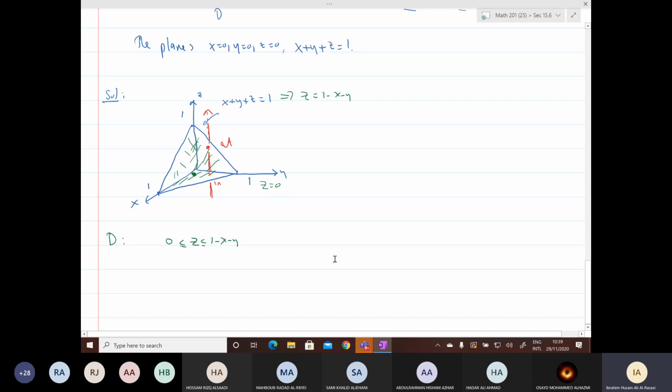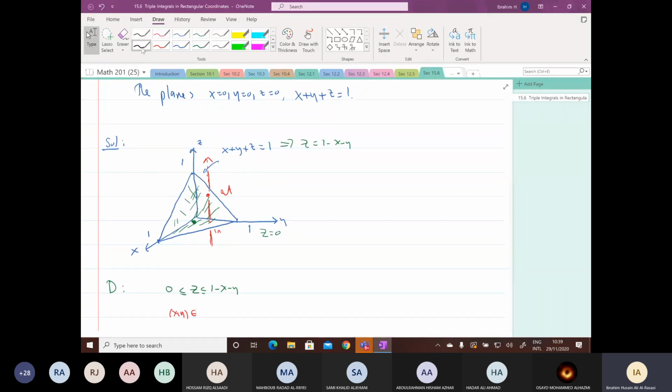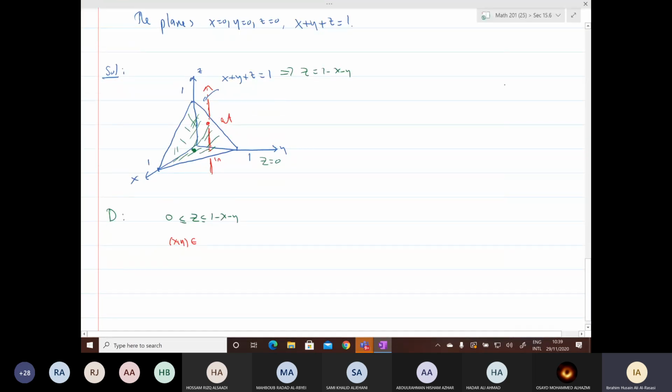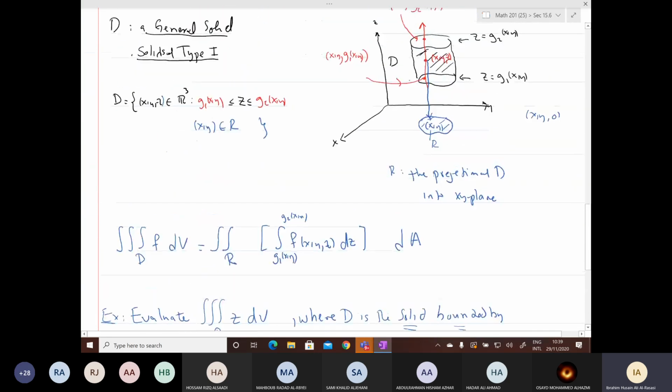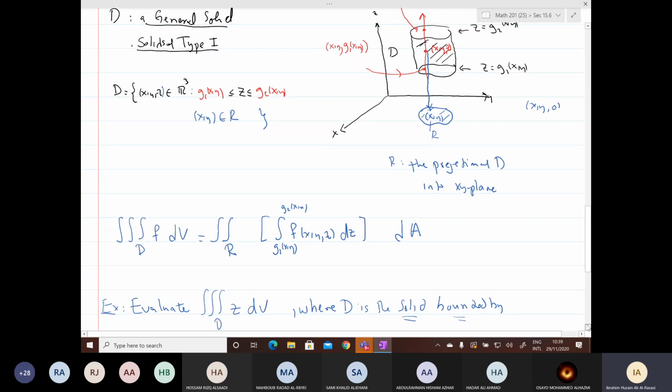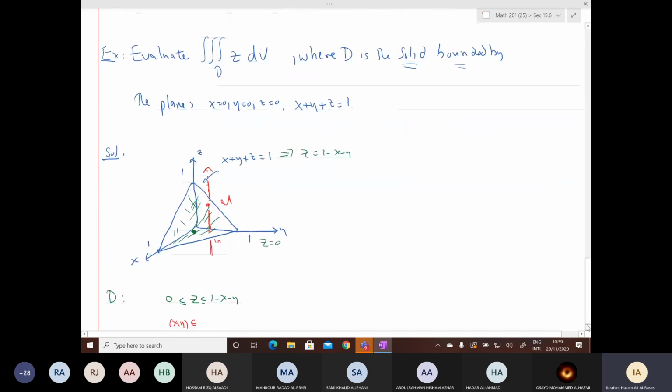So this is for z. Now I need xy. xy is in R. So what is R? In other words, what is the xy region of my solid? What are the possible xy values? The xy values here, the R region. The xy region will be R. What is the xy region of my solid here?